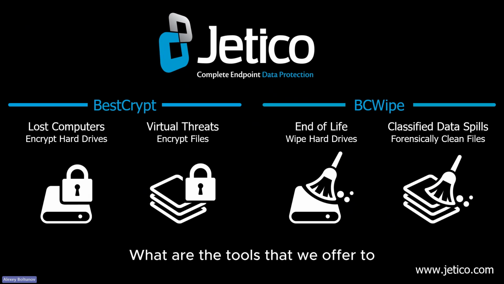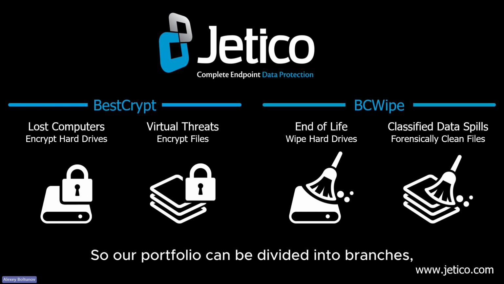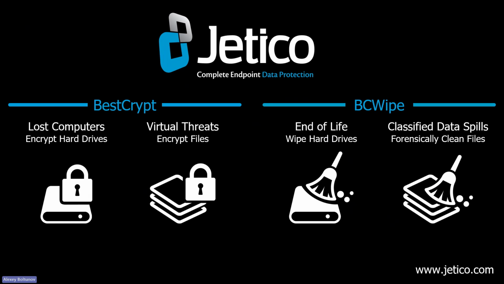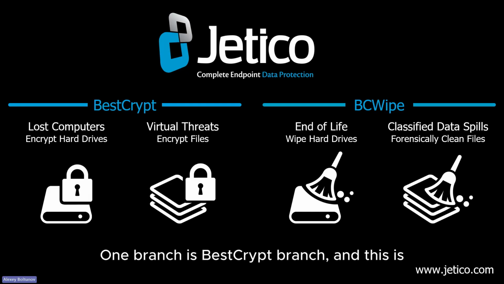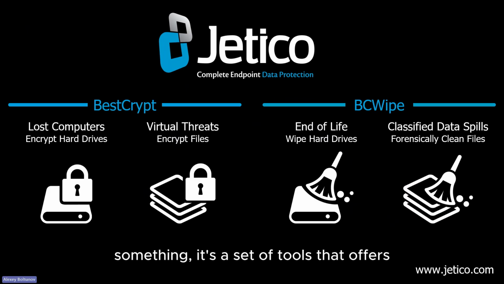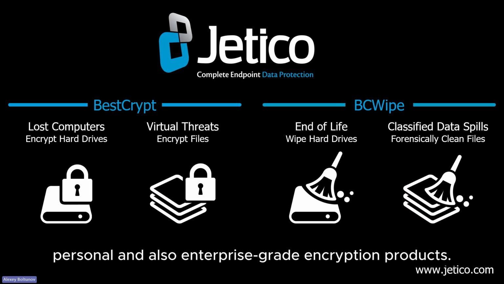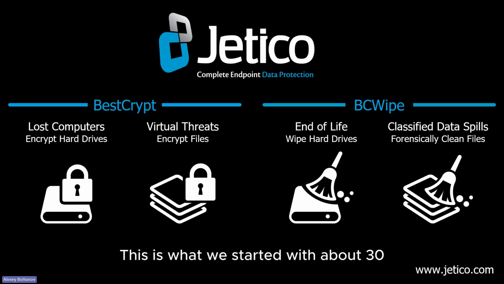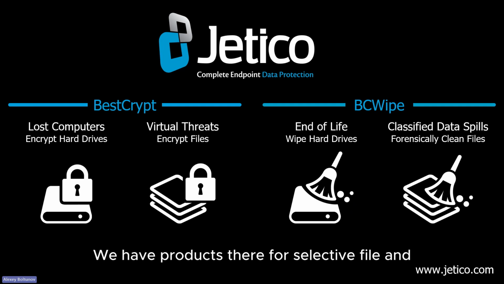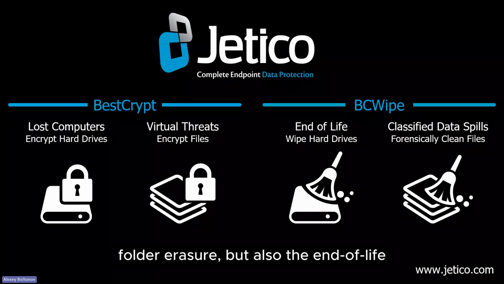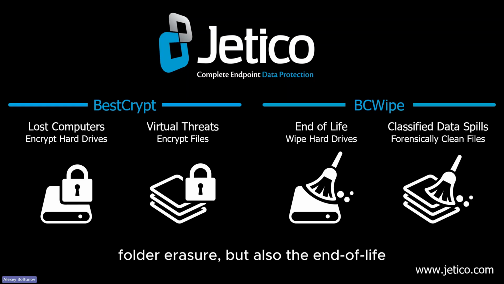What are the tools that we offer to our customers? Our portfolio can be divided into branches, if you wish. One branch is the BestCrypt branch, a set of tools that offers personal and also enterprise-grade encryption products. This is what we started with about 30 years ago, but what we are mainly known for these days is our data erasure set of tools, BCWipe. And we have products there for selective file and folder erasure, but also end-of-life full disk wiping.